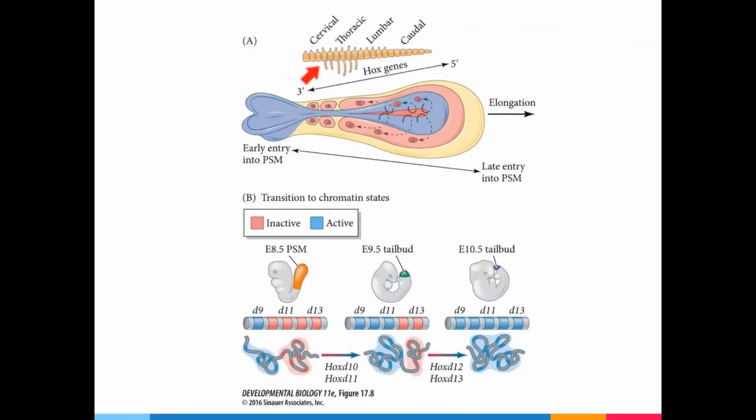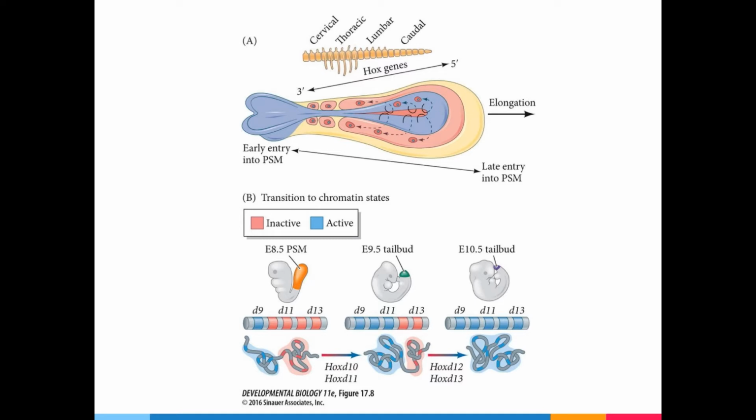The 3' end located Hox genes are not only expressed more anteriorly, but they're also expressed earlier in development. On the other hand, the Hox genes that are located in more 5' regions of the chromosome are expressed in more posterior structures, and they're expressed later in development.